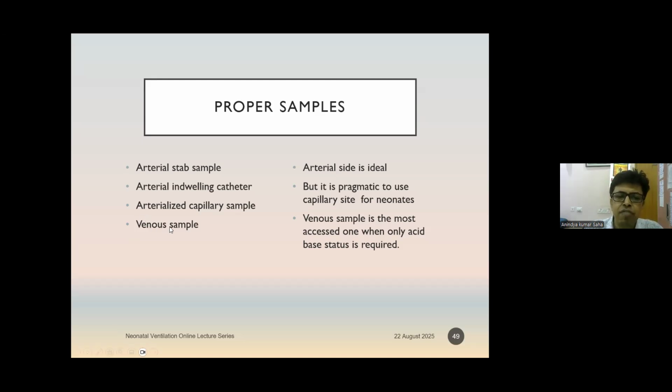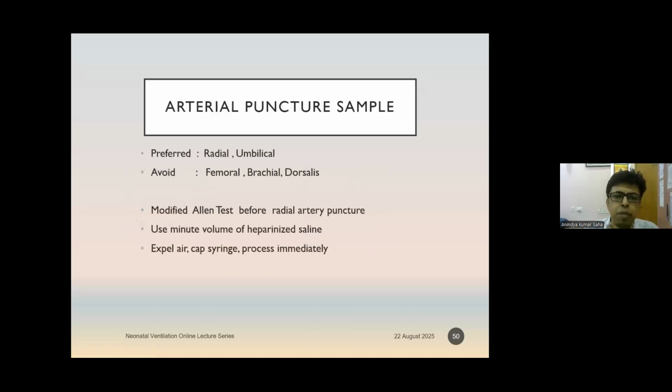And the last one is the venous sample. Though it is less reliable, it is most often used in busy NICUs because venous blood is often taken for other purposes, and we often estimate some important parameters from it, though most of the other parameters like oxygenation and carbon dioxide level are not very reliable in the venous sample. So let us see one by one. Arterial puncture samples are taken from the radial and umbilical. It is contraindicated to stab or puncture the femoral, brachial or dorsalis pedis.